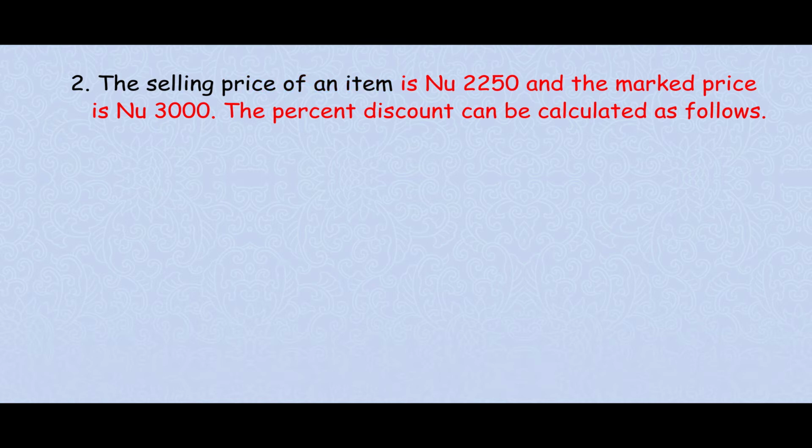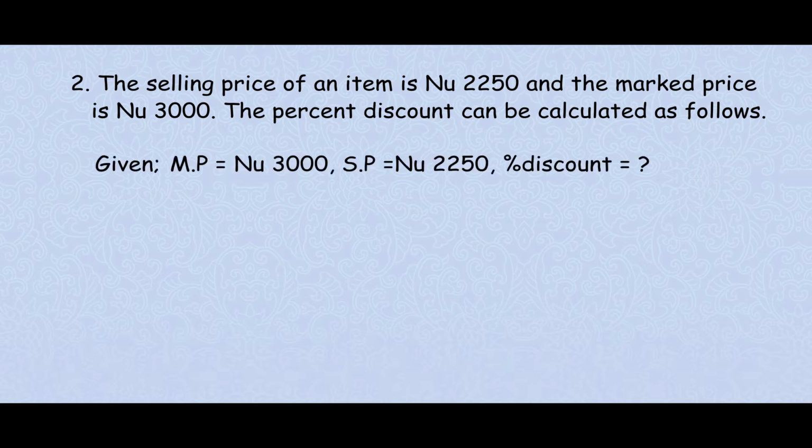Let's solve this question. The selling price of an item is Nu 2250 and the marked price is Nu 3000. The percent discount can be calculated as follows. So we have to calculate here a percent discount. Here you are asked to calculate the percent discount. So you have to first note down the given as usual, and you have to note down the formula of what you are asked to do. So here it goes. Given marked price is equal to Nu 3000, selling price is equal to Nu 2250, and percent discount is equal to question mark.